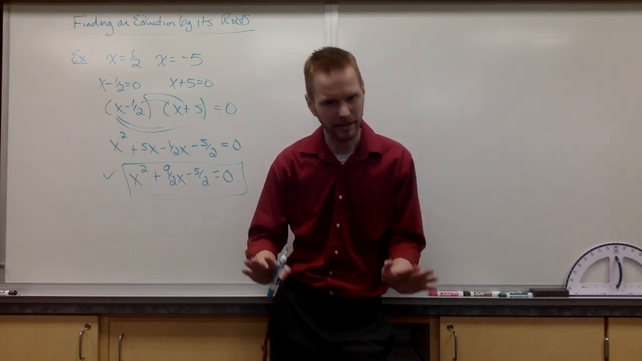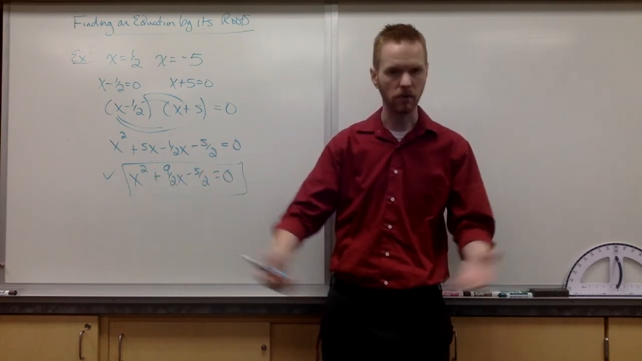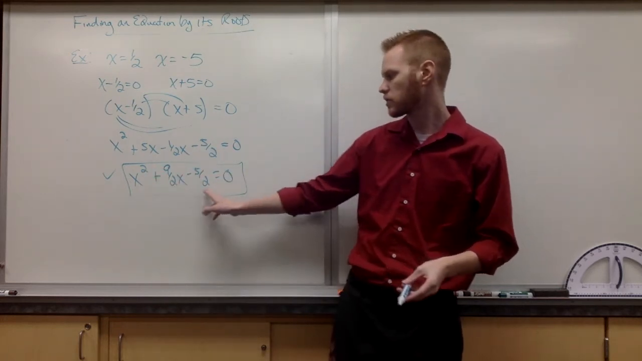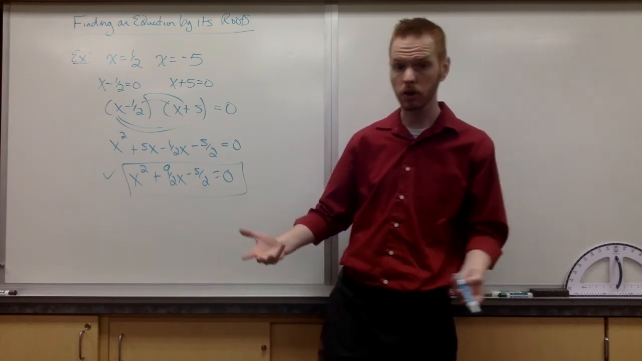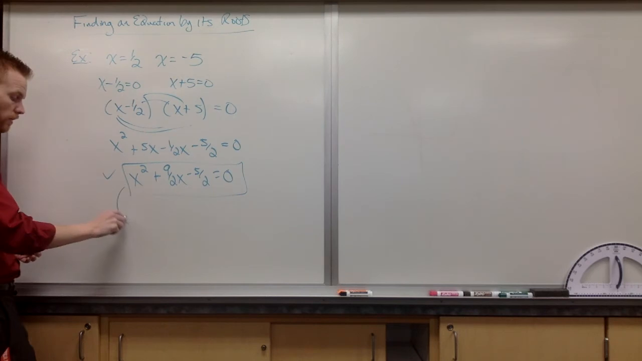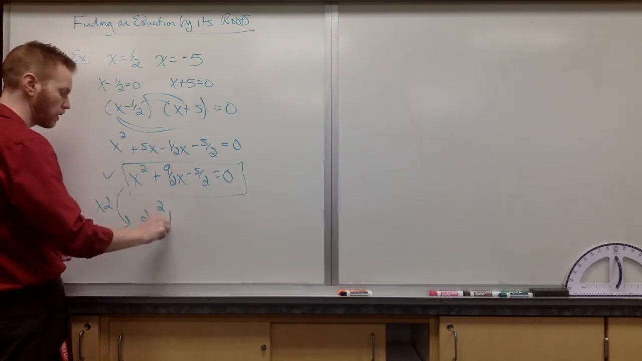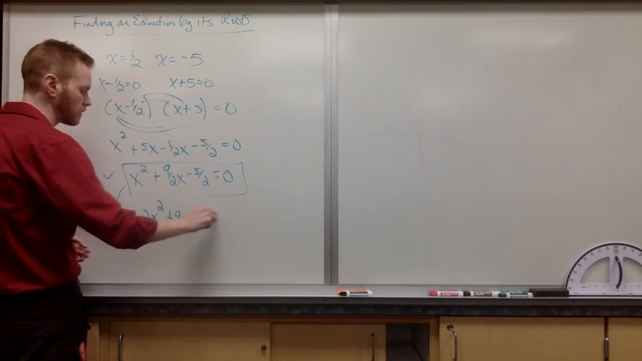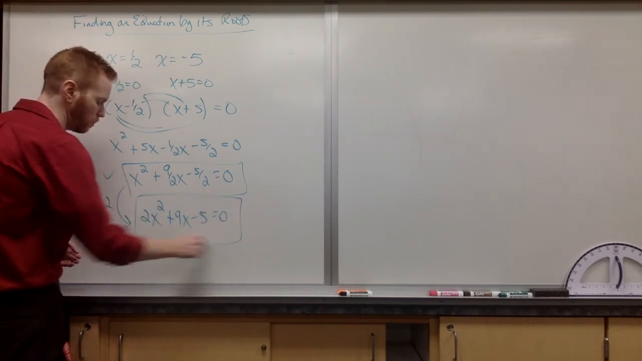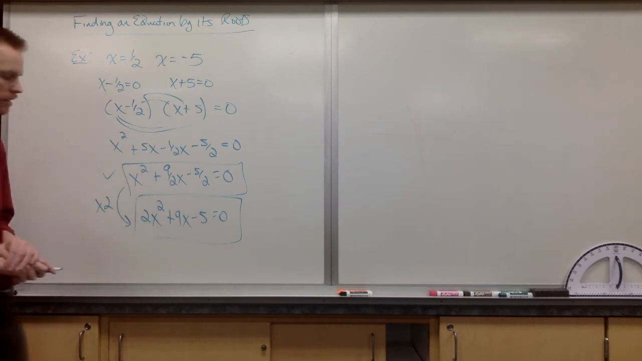One thing I want to add to this. Let's say you don't want to have fractions for these coefficients, okay? Or you don't want fractions for these values. You could multiply everything by the denominator here. So for instance, if I multiply everything by 2, I get 2x squared plus 9x minus 5 equals 0. So if you want whole numbers, you can always do that, okay?